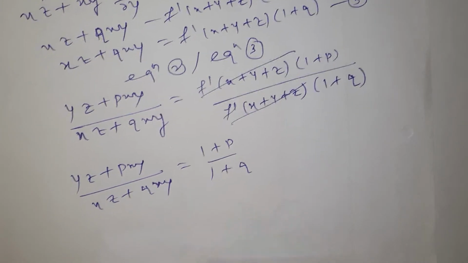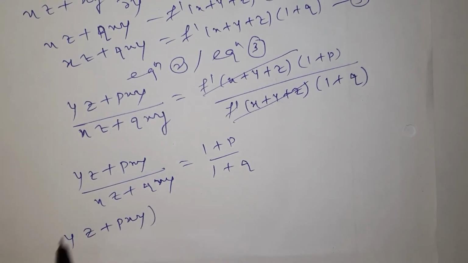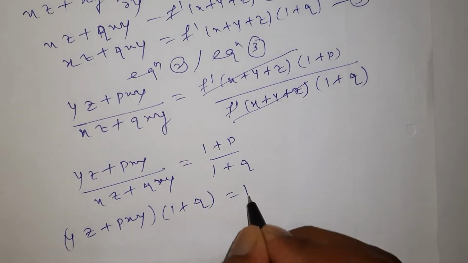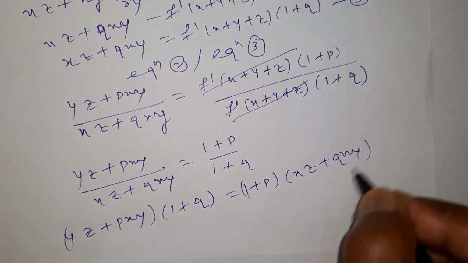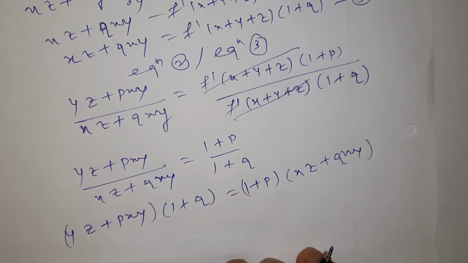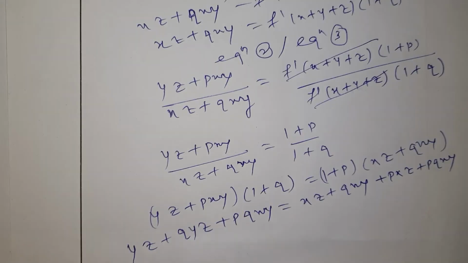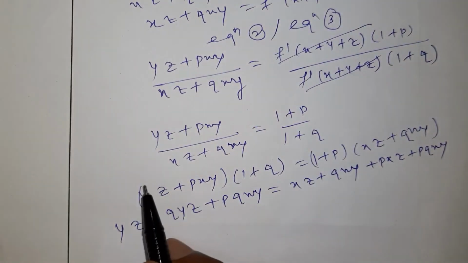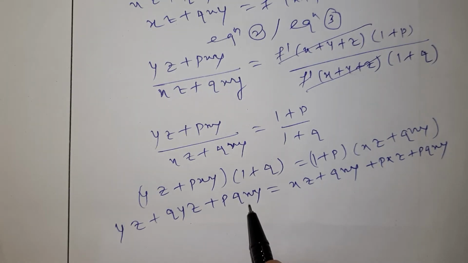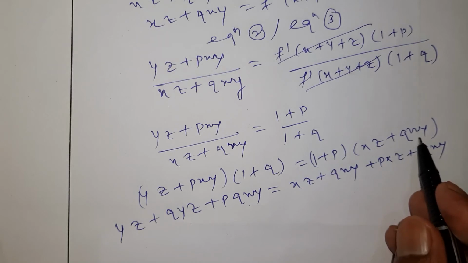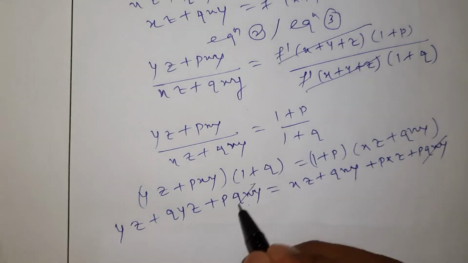So, do the calculation. Here (yz plus pxy) into (1 plus q) is equal to (1 plus p) into (xz plus qxy). You can simplify and find your answer. Understood this step? We will take some more examples. Before that, just simplify this. If I multiply inside, I get yz plus qyz plus pqxy is equal to xz plus qxy plus pxz plus pqxy. So pqxy can get cancelled.